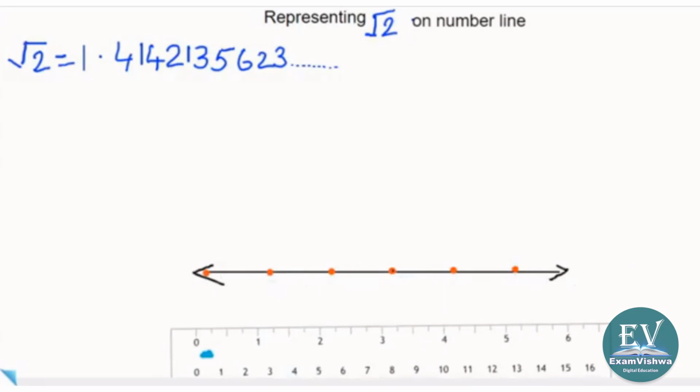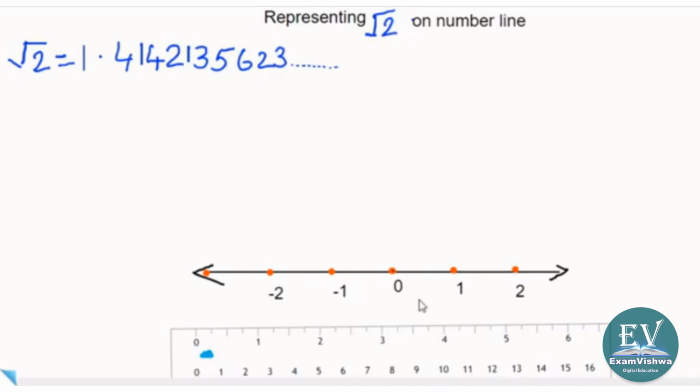If you want, you can really write it here. 0 over here. This is 1. This is 2. अपना root 2 इसके बीच में आना मांगता है. This is -1. This is -2. Correct? We have reached to this level.